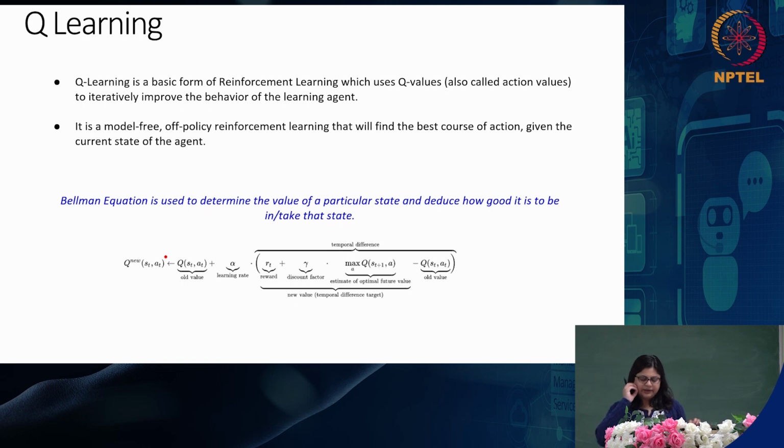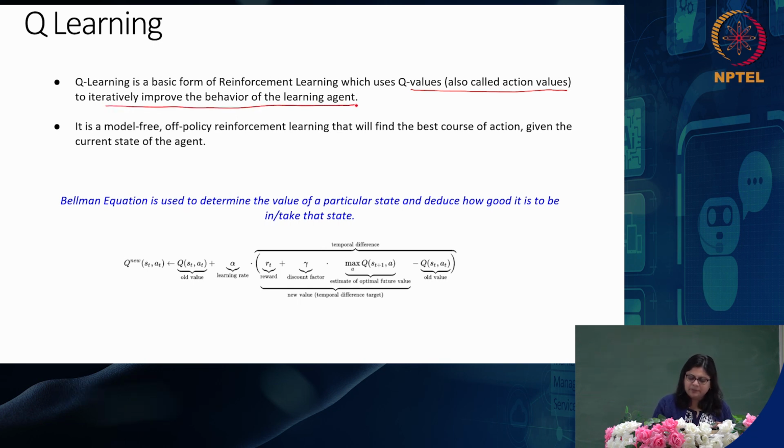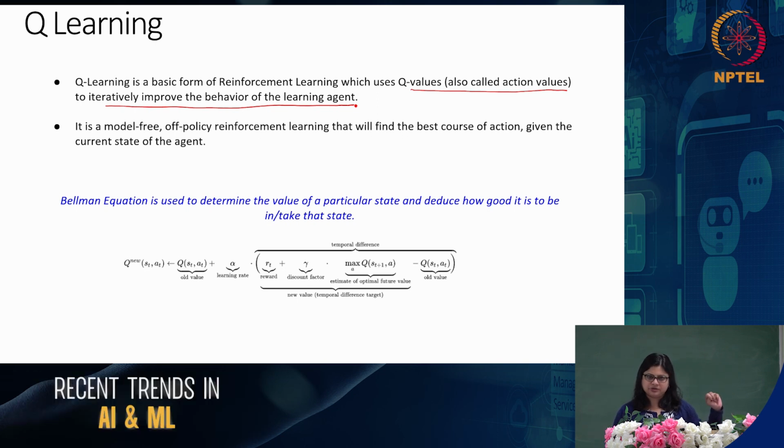So now let us see Q learning, and how Q learning works. Q learning is a basic form of RL which uses the Q values to iteratively improve the behavior of the learning algorithm. Initially you have a Q matrix, which you initialize with random values. It is model-free.